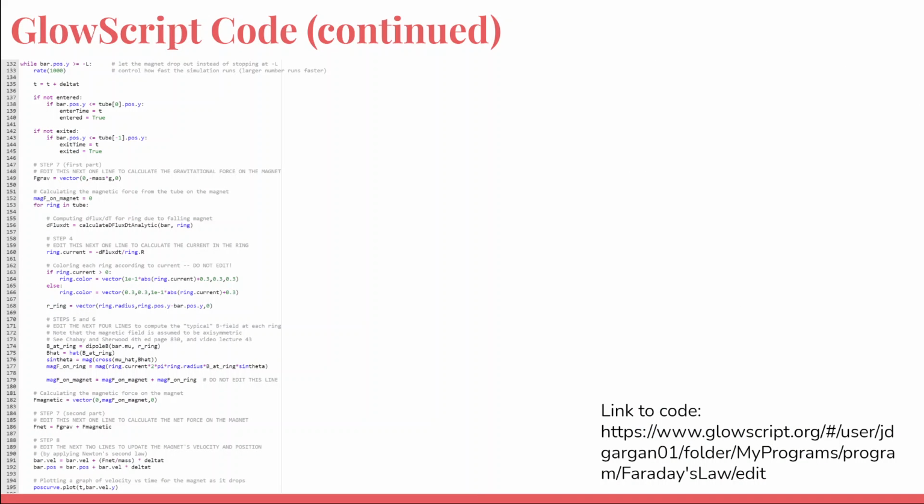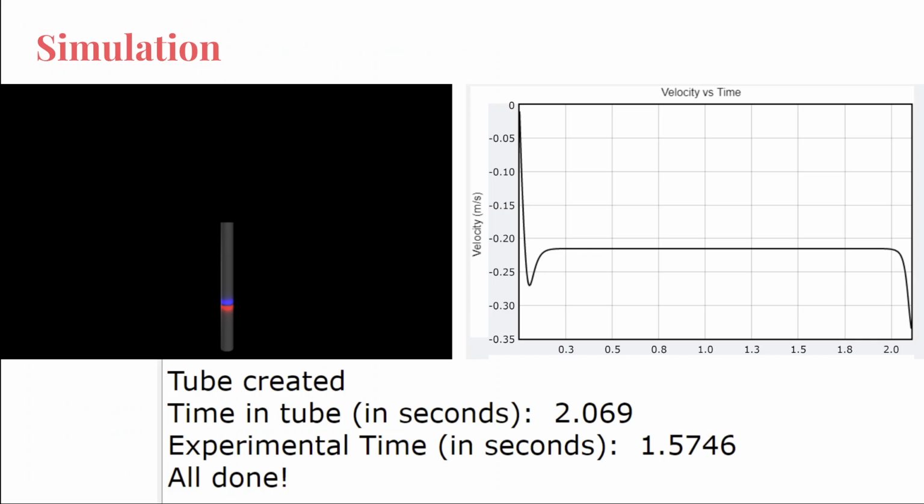A while loop is created which loops through the motion of the magnet. In this loop, the force of gravity is calculated for the magnet, and the induced current in the tube is calculated. Then the magnitude of the magnetic force on a ring of the tube is calculated, and added to the overall magnetic force on the magnet. Finally, the net force on the magnet is updated, and the velocity and position are updated. As the magnet starts falling, the velocity is getting exponentially larger, but once the magnet is in the tube, the velocity levels out to a constant value.